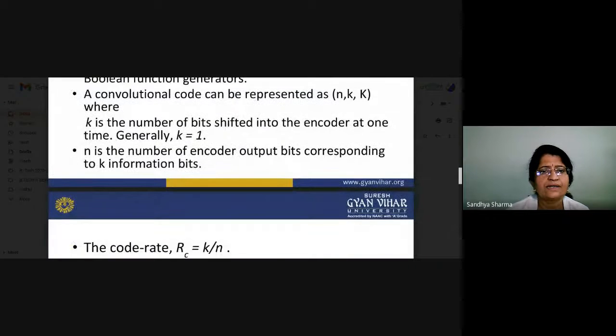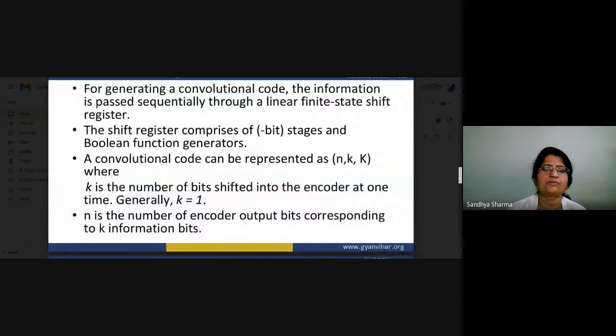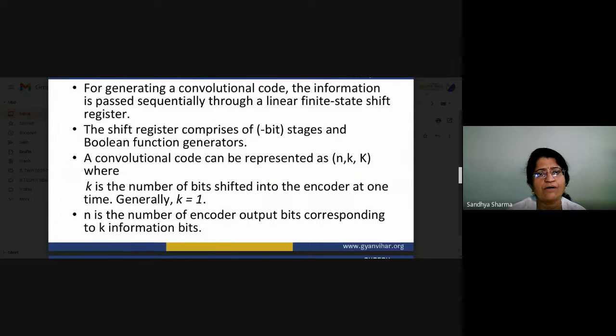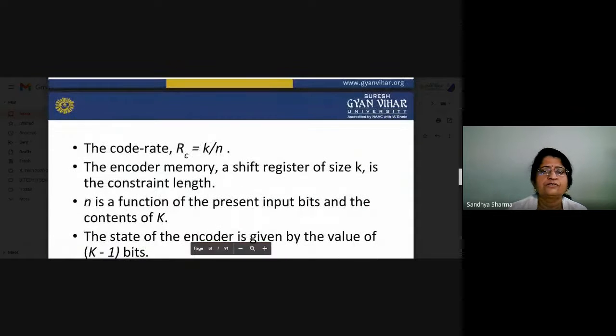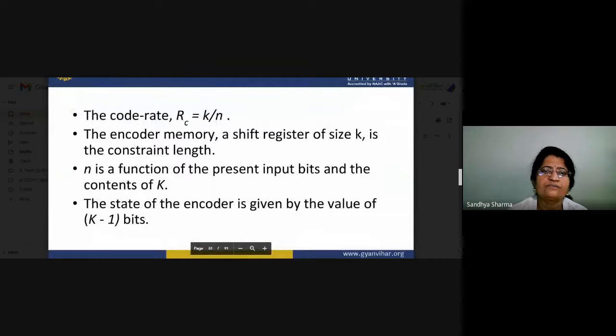Now we have to discuss n. n is the number of encoder output bits corresponding to the k information bits. So in respect of k, n denotes how many encoder output bits you have achieved. Now we have to discuss the code rate. The code rate is equal to k by n.